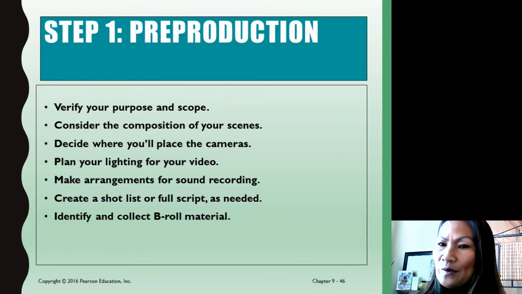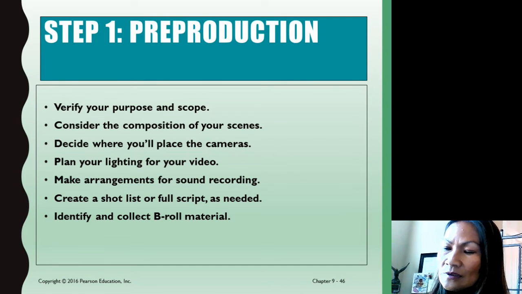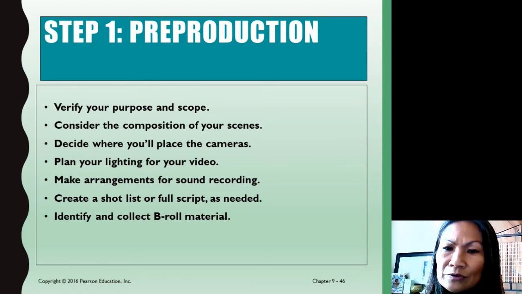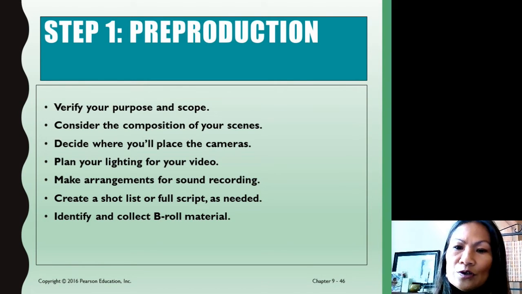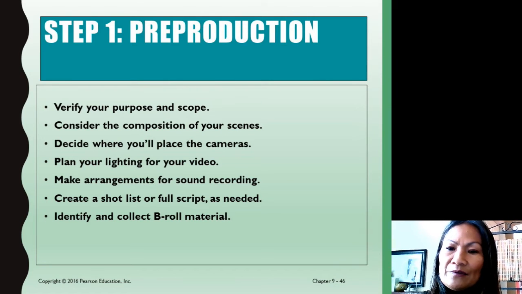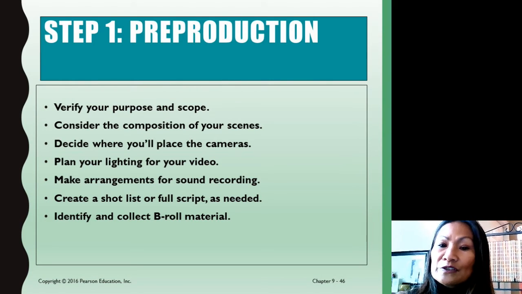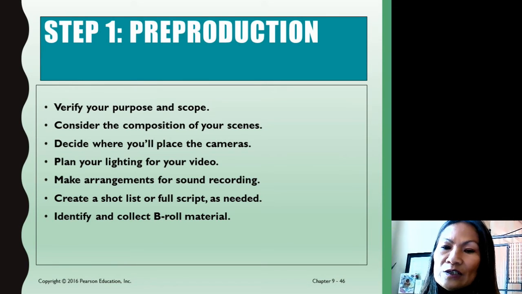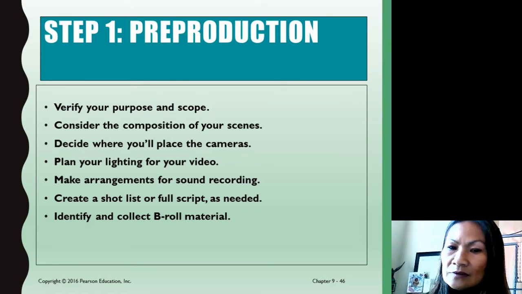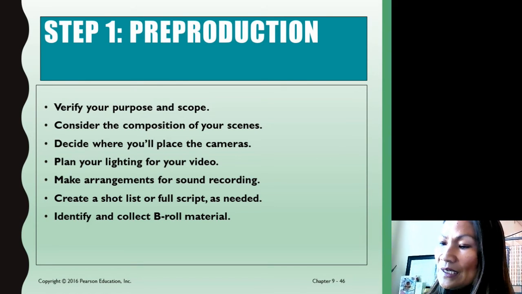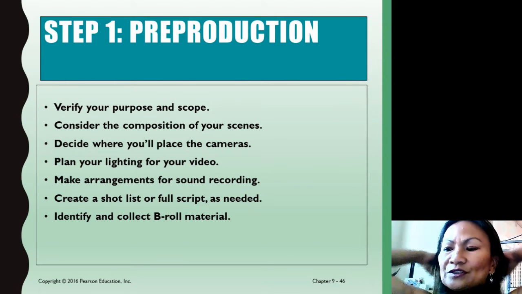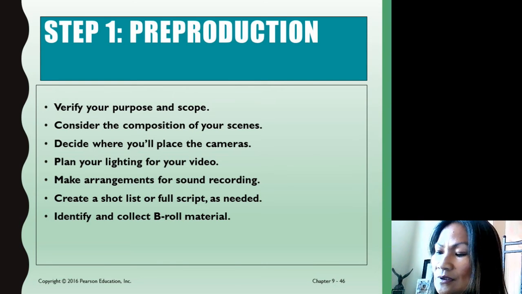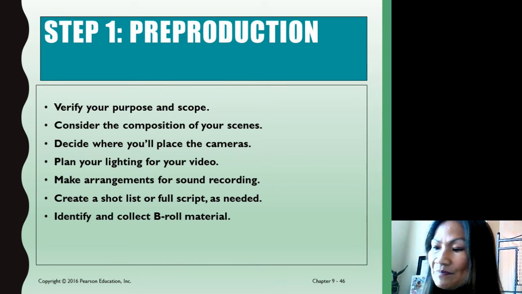Step 1 is pre-production. Make sure to verify your purpose and scope, consider the composition of your scenes, decide where you'll place the camera, plan your lighting for your video, make arrangements for sound recording, create a shot list or full script as needed, and identify and collect B-roll material. The planning is crucial because you have only one opportunity to get the footage you need. For any video, think through and make sure you have all these elements.